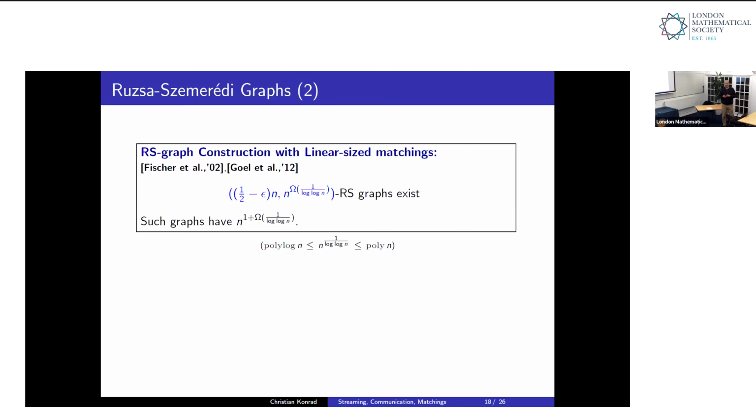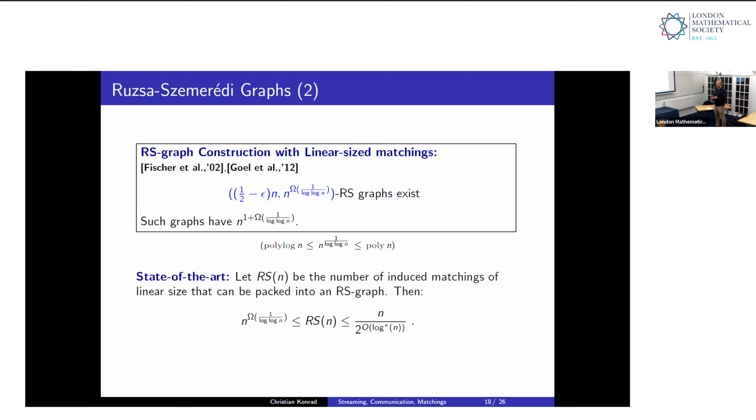Just to recap what n to the 1 over log log n is: it is between a polylog and a polynomial. It's not quite a polynomial, but it's also strictly more than a polylog. So these graphs have n^(1+1/log log n) edges, which is more than the n log n bound that we're typically interested in. So they're kind of dense, but not really dense. They have fewer than n^1.01 edges, for example.